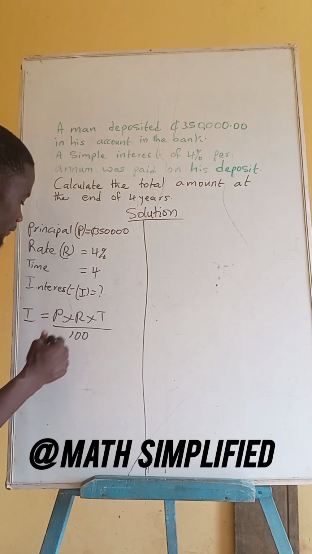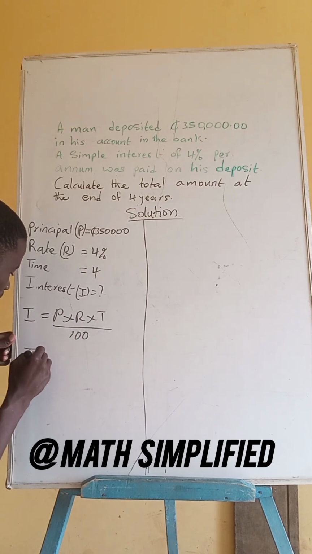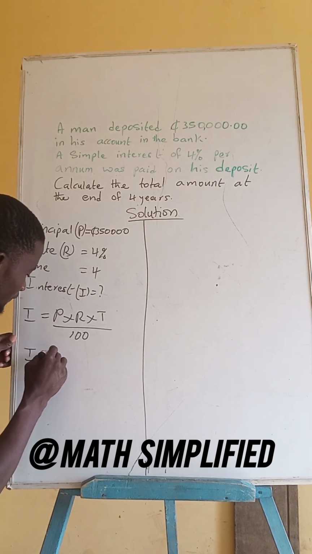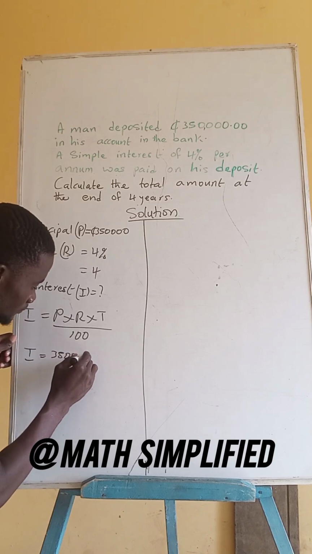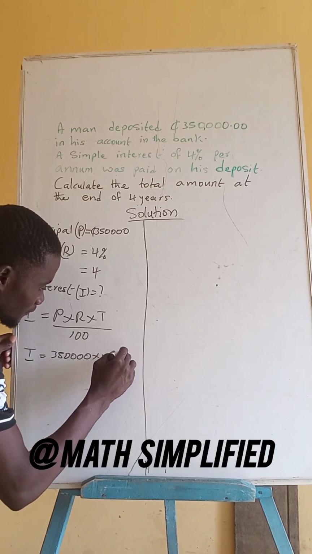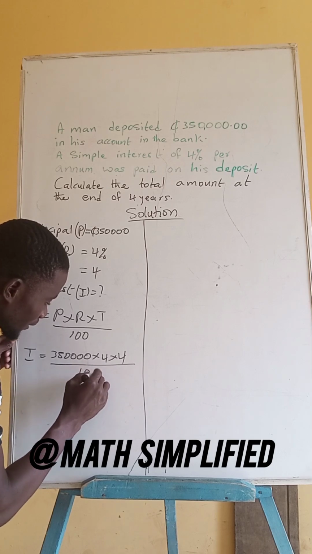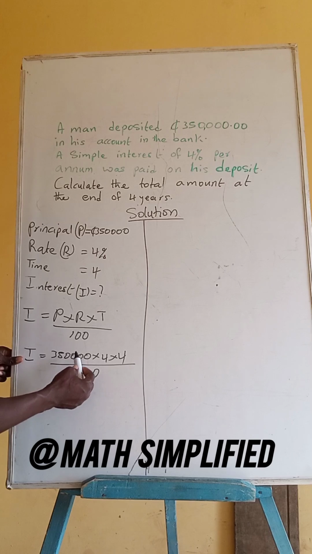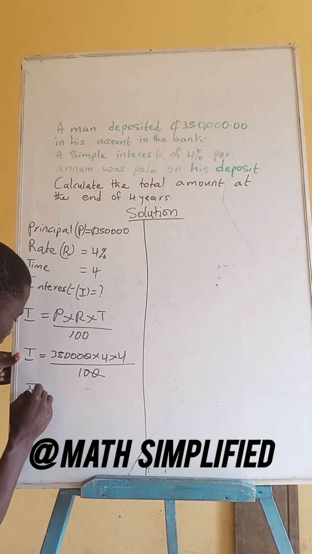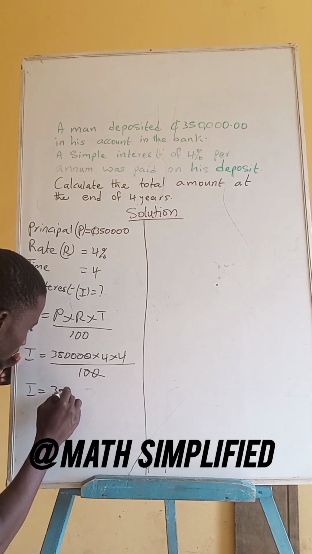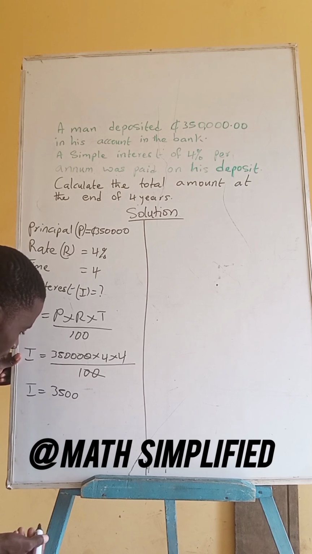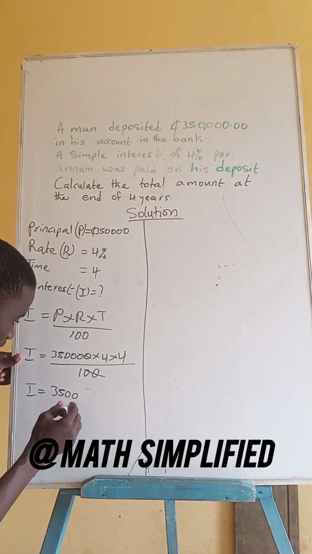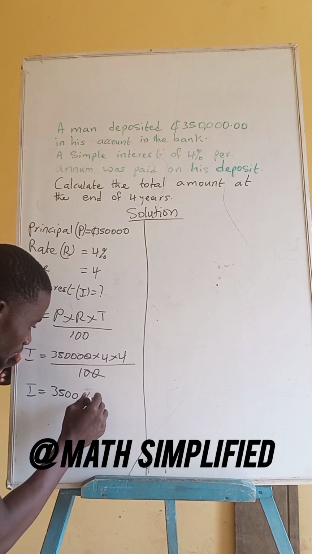So we now fix the values here. We have interest equal to principal, which is 350,000, multiplied by 4 all over 100. Since this is 100, the two zeros here can do away with the two zeros there. Now we have interest equal to 3,500 multiplied by, this time, 16.